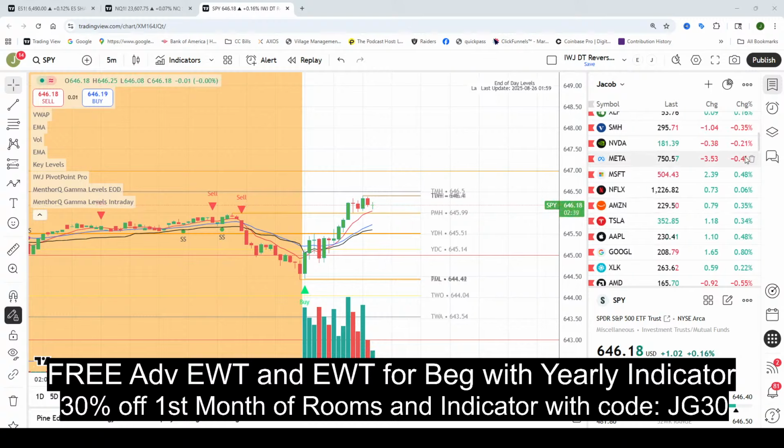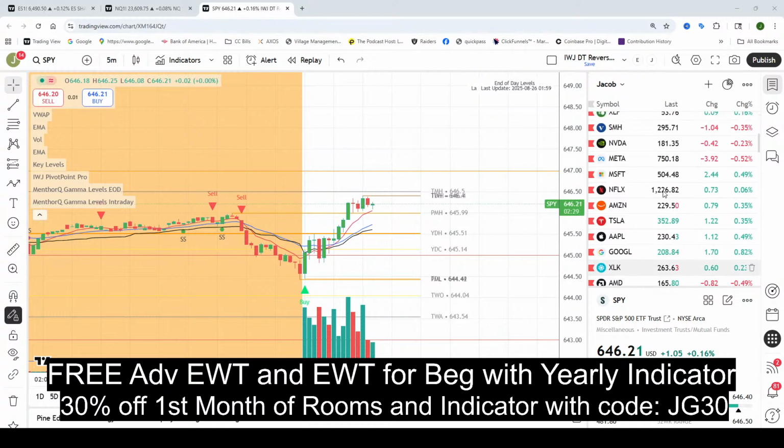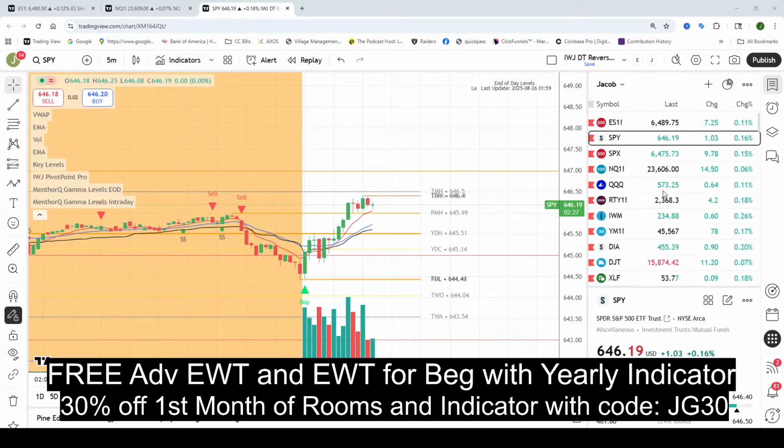SMH, NVIDIA, and Meta are still down a little, but the rest of the Mag 7, I'm sorry, green. The rest of the Mag 7 green. So if most of the Mag 7 is green, that's a pretty good sign. But we are seeing the ADD start to turn over. This is what you want to see.